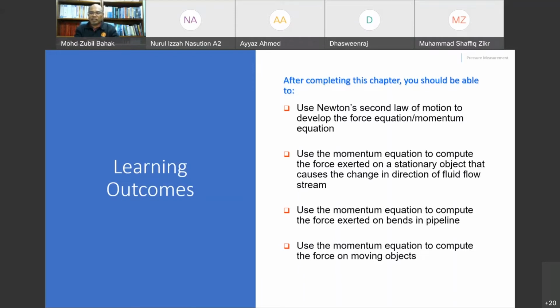So you need to know the bend. Use the momentum equation to compute the force on a moving object. Sometimes you have a static object, where a jet of fluid strikes a static object, and sometimes we have a moving target. We call it a moving target.